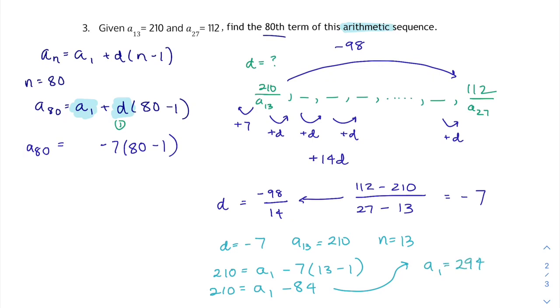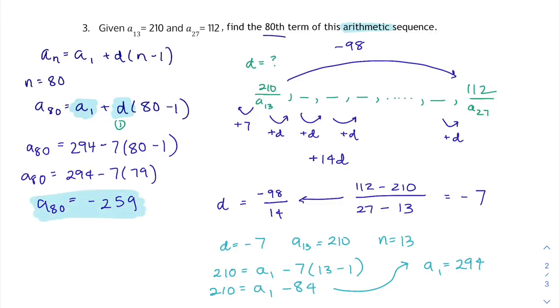So then I can plug that in here, and then I can find A80 by just simply typing this into my calculator. So 294 minus 7 times 79. Do that in my calculator, and I will get that A80 is negative 259. Okay, and it makes sense, right? Because our numbers are getting smaller and smaller and smaller, so they're going to go into the negative direction. And now this problem is complete.